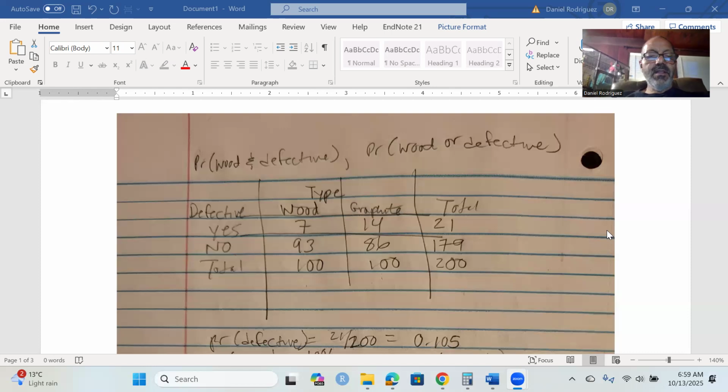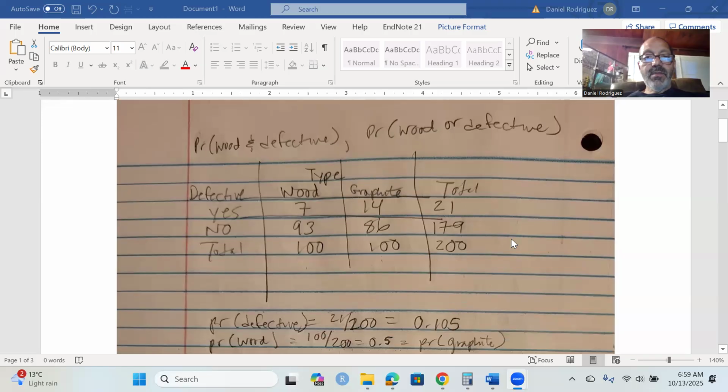the student was given. So the questions were based on the scenario where there were these pencils, wood and graphite pencils. There were 100 wood and 100 graphite pencils for a total of 200 pencils. And there were 21 defective pencils out of the 200, meaning 200 minus 21 is 179 non-defective. There were seven defectives among the wood and 14 among the graphite. Now, it wasn't given as a table. I just created the table. Sometimes it's good to create these tables just to work everything out.